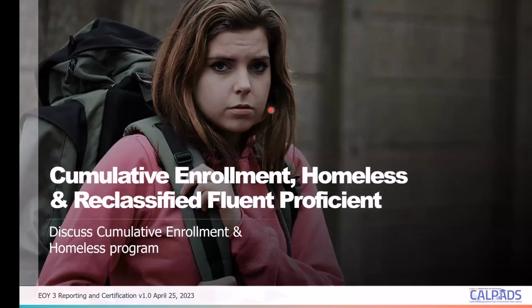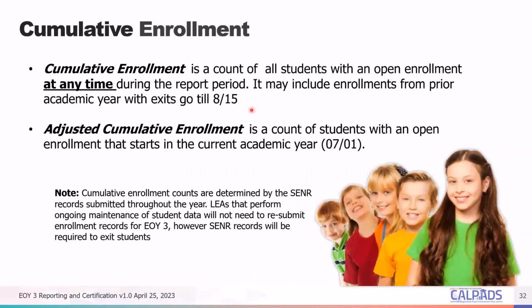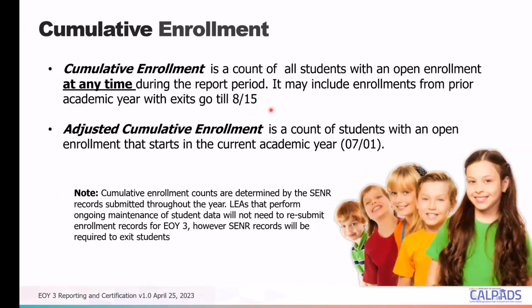Okay, so the next part of the reporting is cumulative enrollment, homeless, and your RFEP students. So let's first discuss cumulative enrollment. Enrollment is not determined by submitting a separate file. It is derived from your student enrollment record from your SCNR.